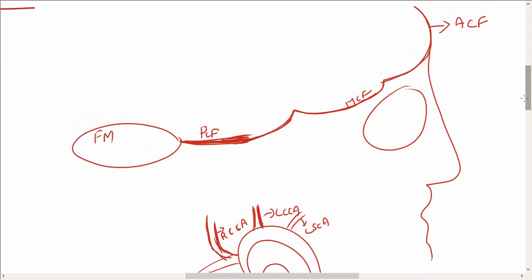And this skull bone has two layers, we call it the outer and inner table. Okay. Now these carotid arteries, okay, let us take the right side.